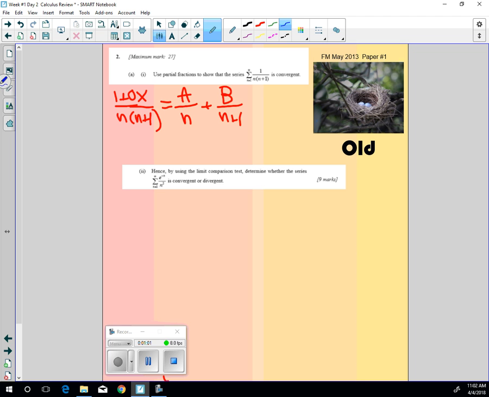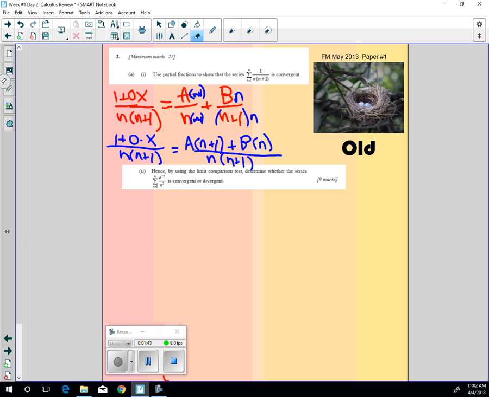I'm pretty sure this is right. So what we're doing is we're going to get common denominators here, and you're going to get 1 plus 0 times a variable, n times n plus 1, equals a times n plus 1 plus b times n over the common denominator n times n plus 1. Does that look okay? Can we ignore this denominator now because these are the same denominators? Are you okay with me doing that?